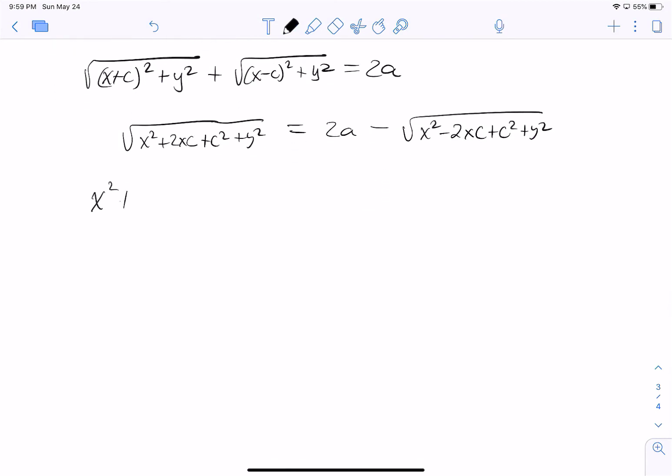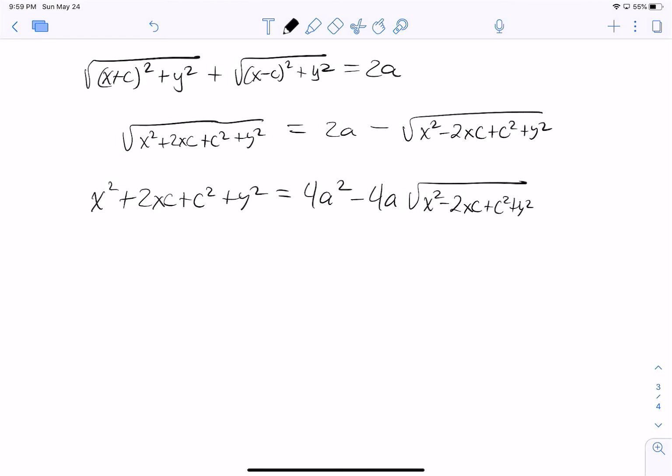We get x squared plus 2xc plus c squared plus y squared is equal to 4a squared minus 4a times the square root of x squared minus 2xc plus c squared plus y squared, plus the square of the square root of x squared minus 2xc plus c squared plus y squared. I swear that's what that says there.